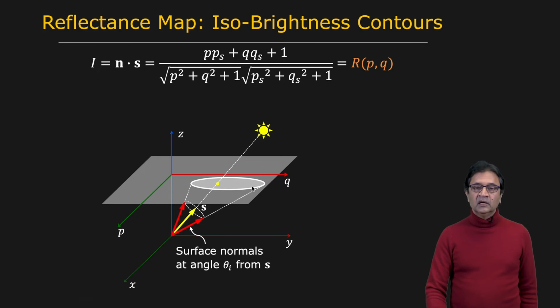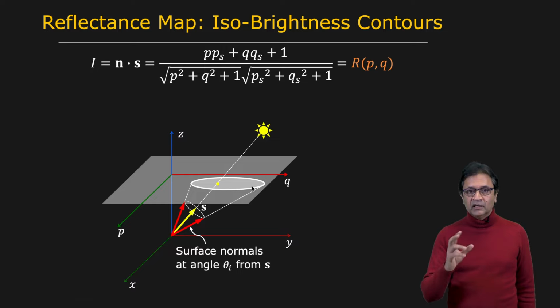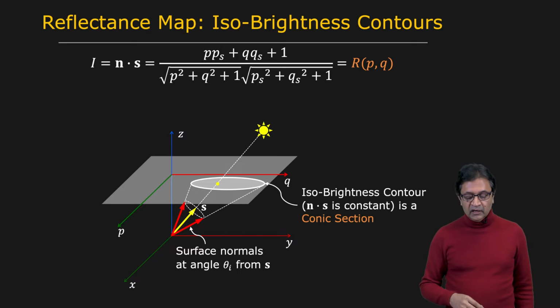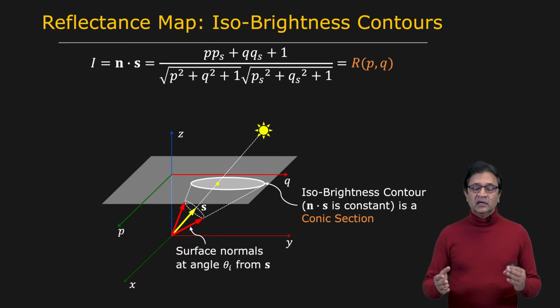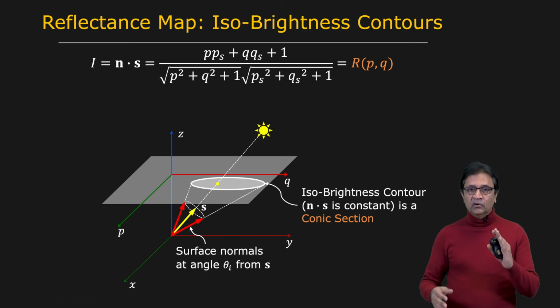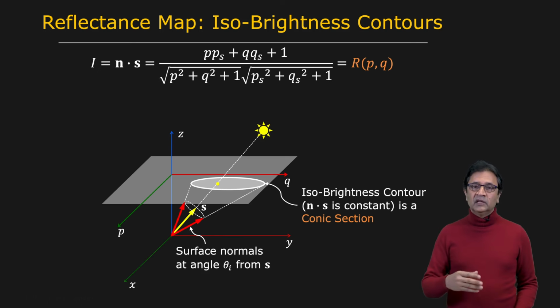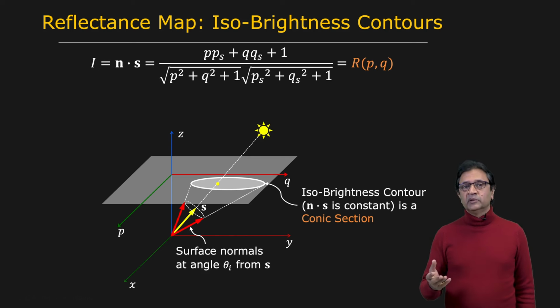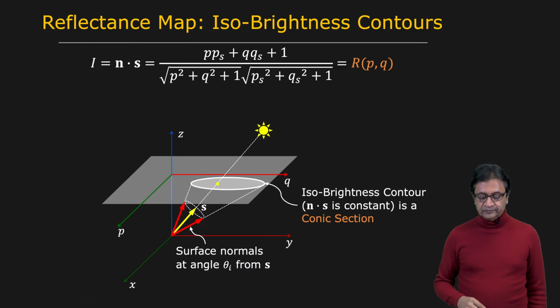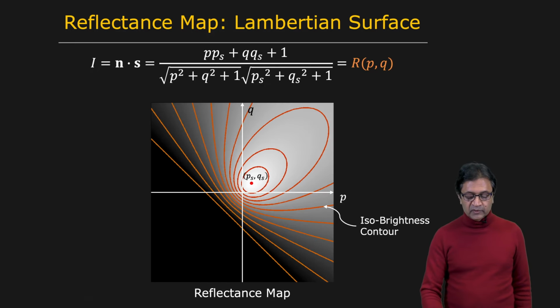So essentially, for the Lambertian case, the isobrightness contours are conic sections. They are intersections of a cone with a plane. And we know that that could be an ellipse, that could be a parabola, or it could be a hyperbola. So that's what we end up getting right here. So if you go back to our reflectance map, you'll see these isobrightness contours.